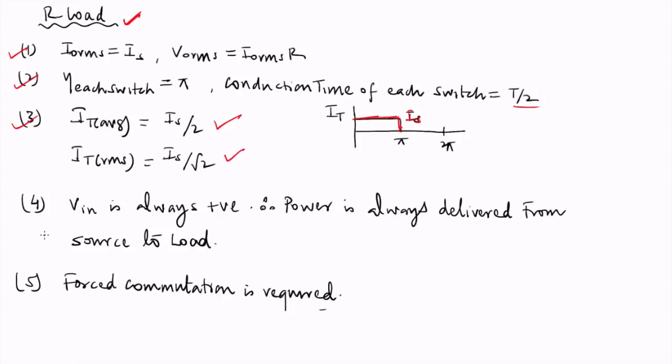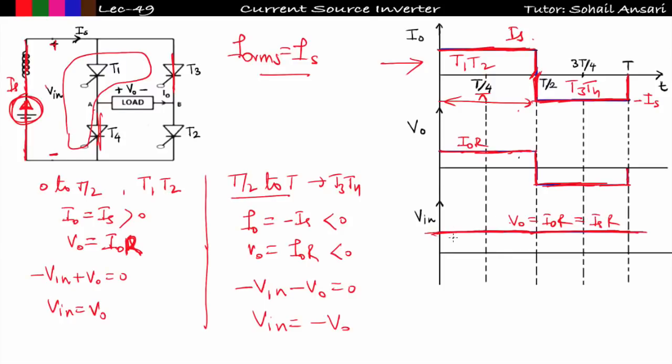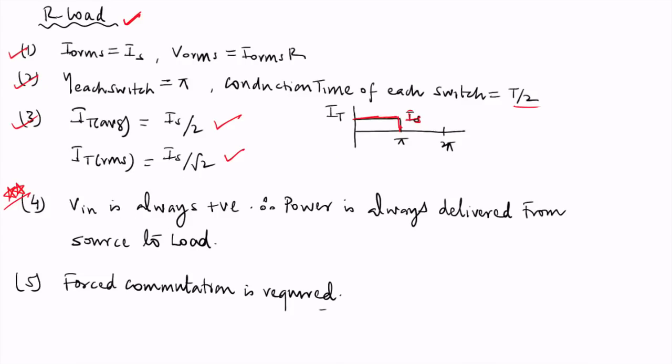Fourth point is really important. Let us try to understand, that is the input voltage is always positive. See here what I got. Input voltage I got is always positive, means it will be positive for any value of time. So if input voltage is always positive, and we know IS is always constant, that is the source current is always constant, so what is the power? Supply power will be equal to input voltage multiplied by IS. It is also positive for any value of time.